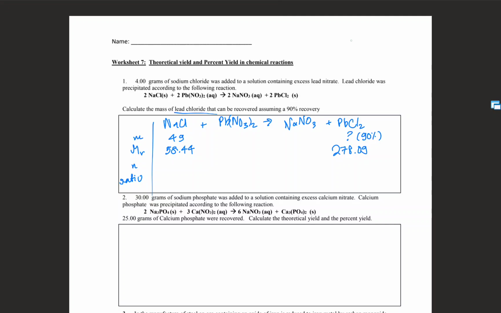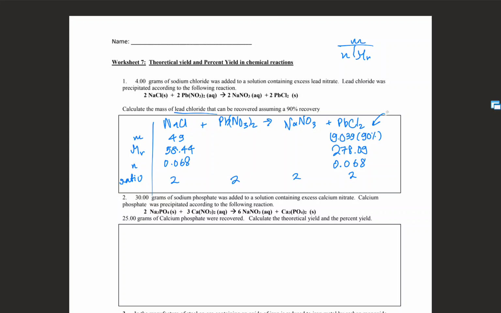Now with the stoichiometric triangle, mass over molar mass gives us moles. We can find the moles of sodium chloride, which will give us 0.068. Now you'll notice the ratios are all 2, 2, 2, 2. That means for 2 moles of sodium chloride, we get 2 moles of lead chloride, literally the same amount, so we're going to write that down. Now that we know the moles and the molar mass, we can find the mass by multiplying moles and molar mass. If you multiply 278.09 by 0.068, you'll get 19.03 grams.